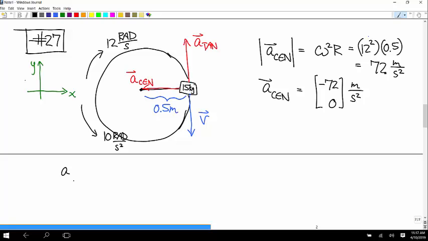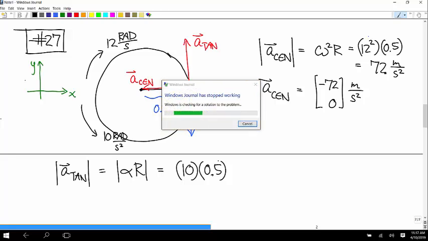The magnitude of the tangential acceleration is alpha times r, absolute value. Yep, so that's 10 times 0.5. So that's 5.